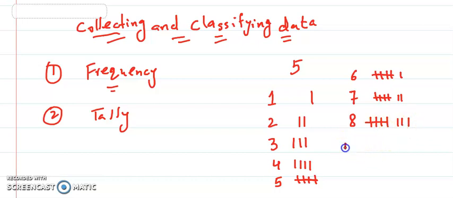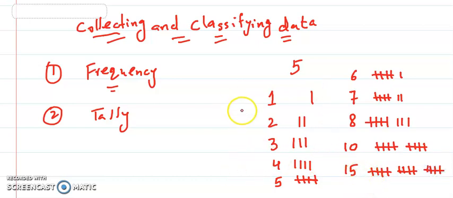Let's suppose we have to write the tally for number 10. Then it will actually be 2 times 5: I will write one 5 and then another 5. This will be the tally for number 10. If we have to write the tally for number 15, then we will write 5, then 10, and then 15. So this is the way to represent the numbers.